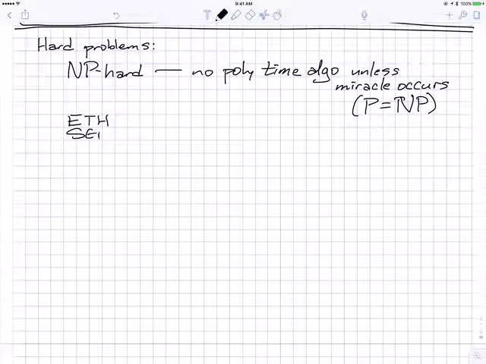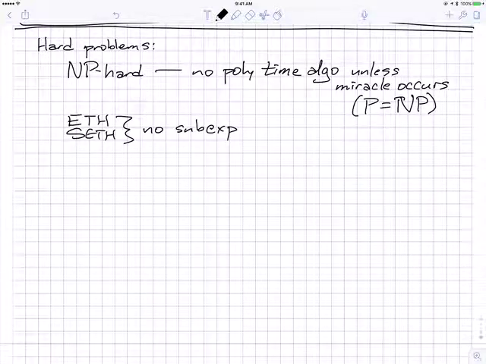ETH and SETH, which basically mean no sub-exponential time algorithms, subject to the assumption that 3SAT doesn't have any sub-exponential time algorithms. And SETH, in fact, implies not only are there no sub-exponential time algorithms, but there are no exponential time algorithms where the base of the exponent is less than what you would get from absolute brute force, at least for CNF SAT.